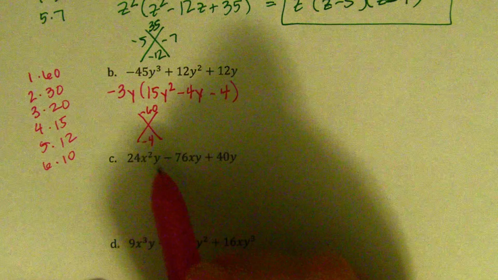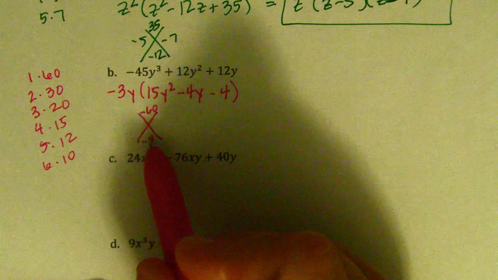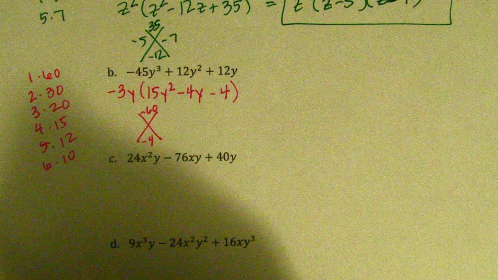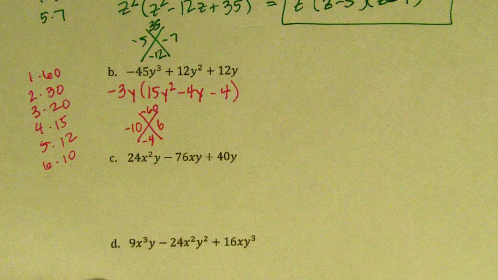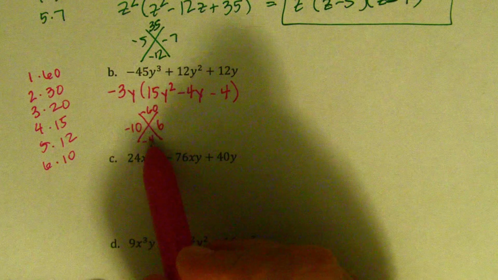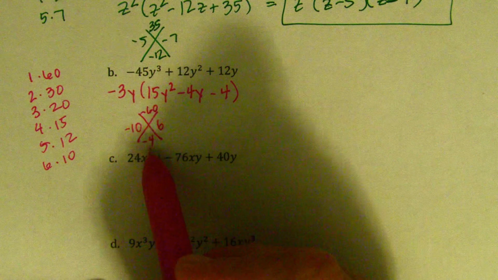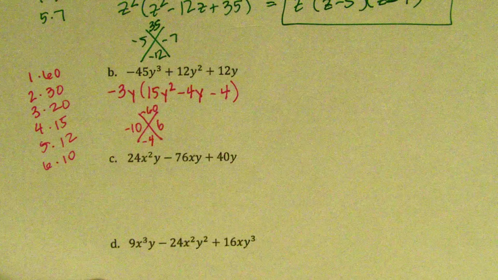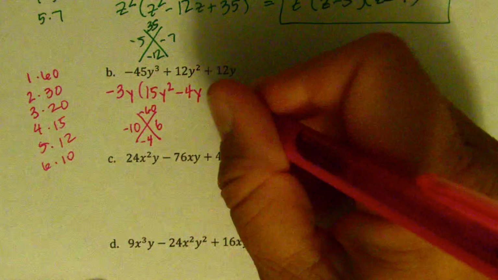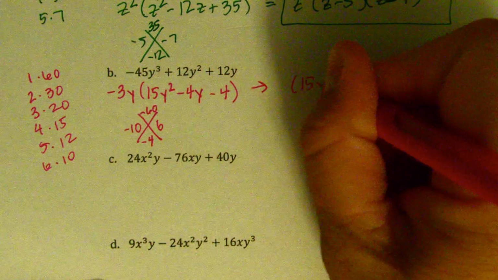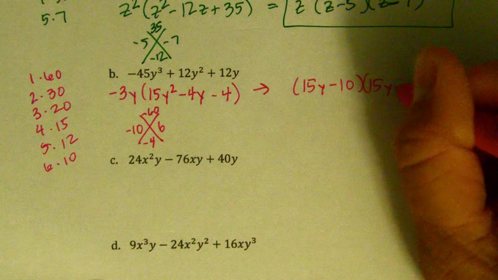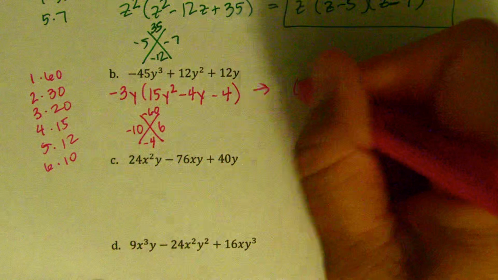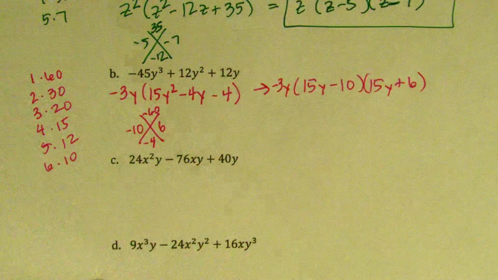And we were looking for two numbers, since this is negative, that give me a difference of 4, and 6 and 10 do that. -10 and +6. The 10 has to be negative because -10 plus 6 is -4. If it was +10 and -6, this would be +4. So I have 15y minus 10 and 15y plus 6, and I have that -3y out front.